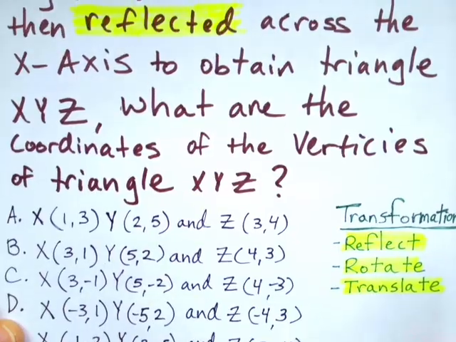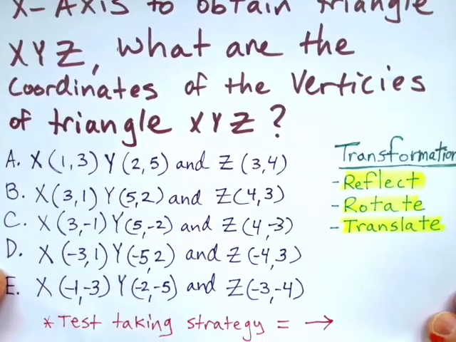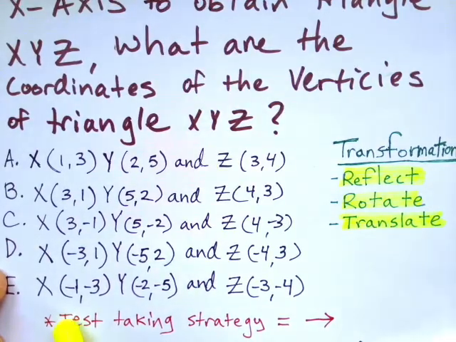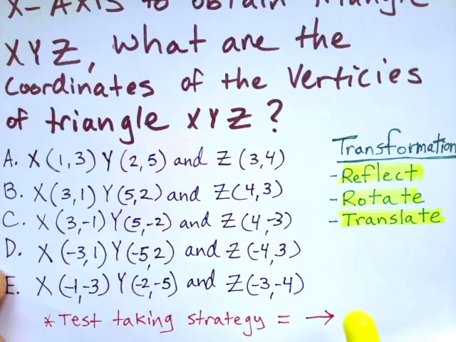And so you have a number of options here, A, B, C, D, and E. I'm going to go over them in a moment and explain to you how you can use a test-taking strategy to eliminate some of these values.